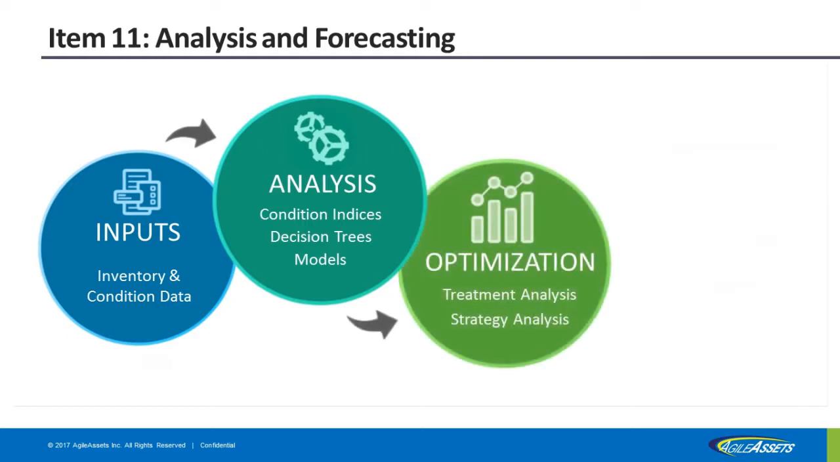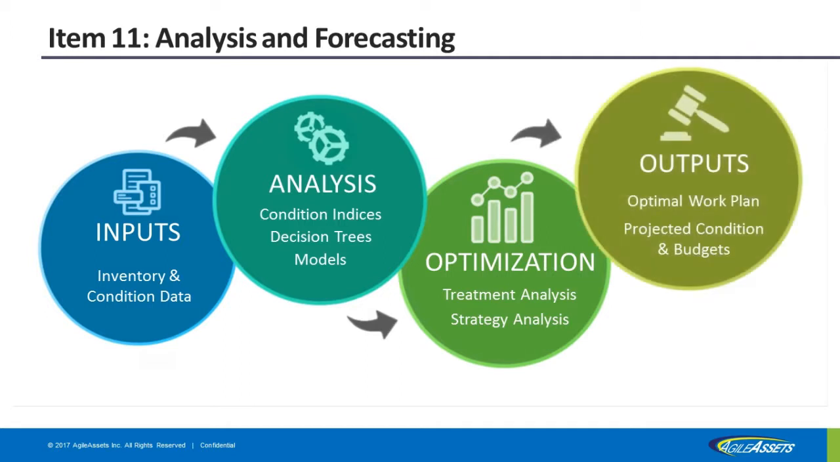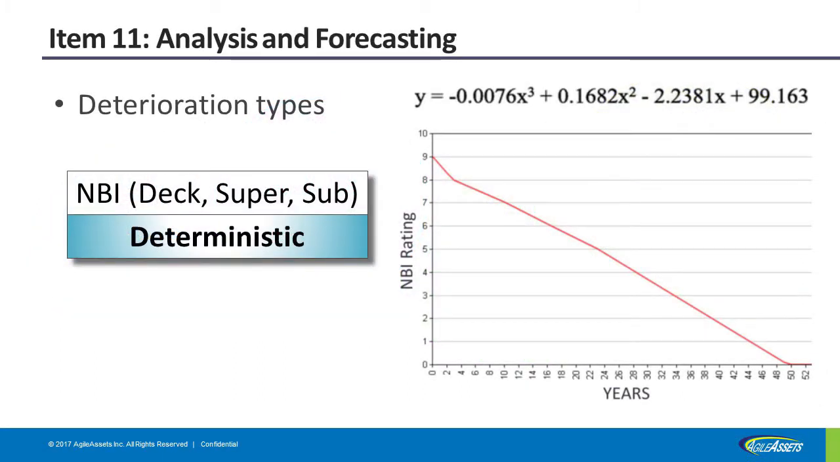Next is the optimization process, which uses an agency's goals and constraints, like maximizing your bridge network conditions subject to budget limits, and produces outputs, which are things like the best mix of projects to meet a goal, what the expected condition of bridges will be under budget constraints or other types of constraints, or even what level of annual budget it will take to get your bridge network to a certain condition level. This is the very basic structure of the Bridge Analyst system.